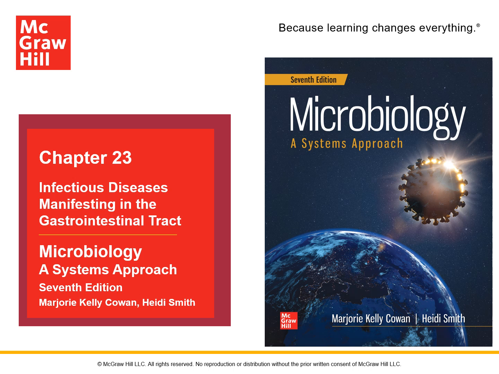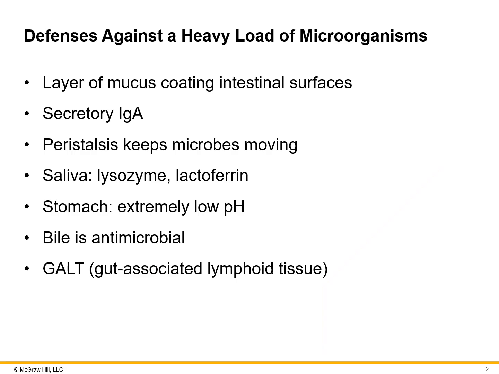Chapter 23 is covering GI, or gastrointestinal tract, diseases. So first of all, starting with our defenses of this system, quite a few, as you'll see, because as you can imagine, we come into a lot of contact with microbes through our GI system. So there's a layer of mucus that lines the intestinal surface that provides a natural kind of barrier, makes it hard for organisms to penetrate and gain access to our receptors and then into our cells.